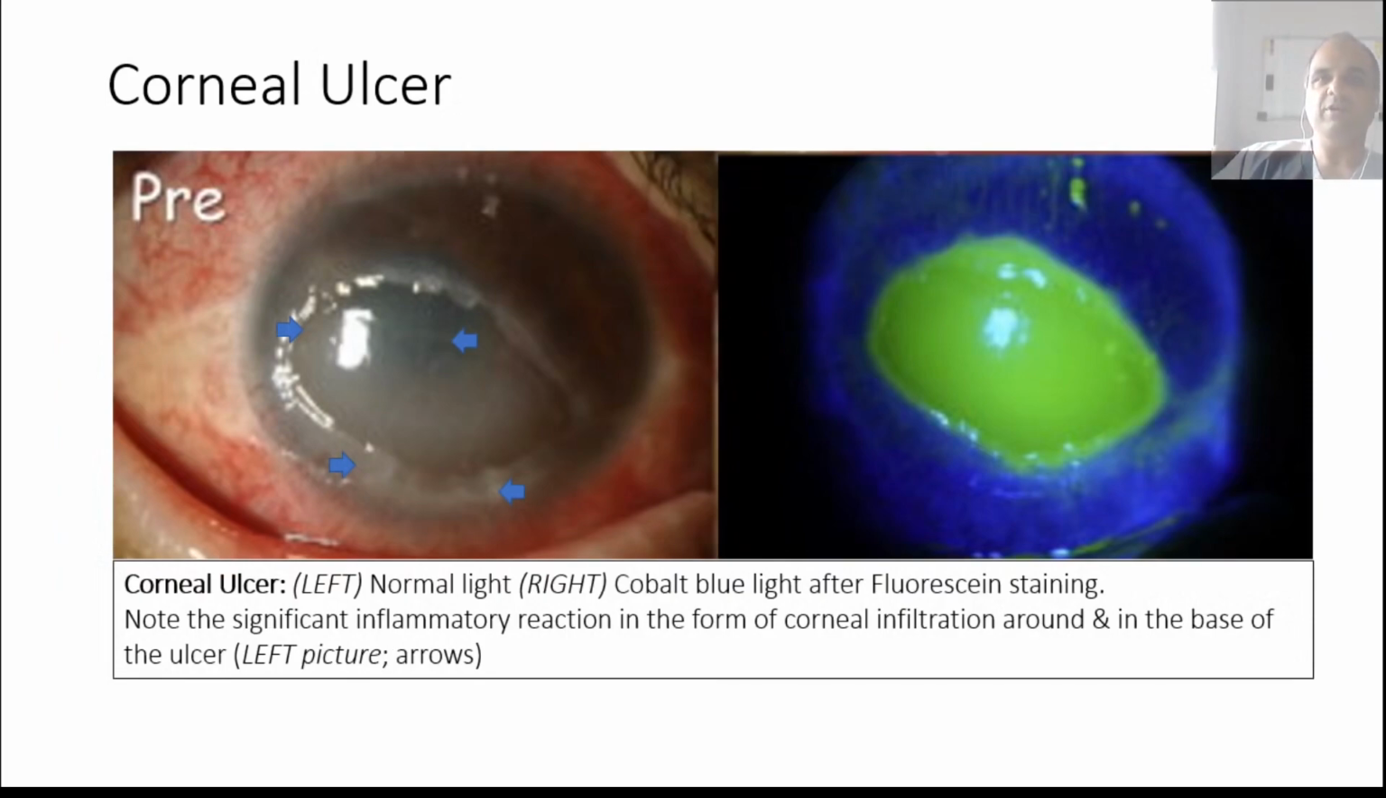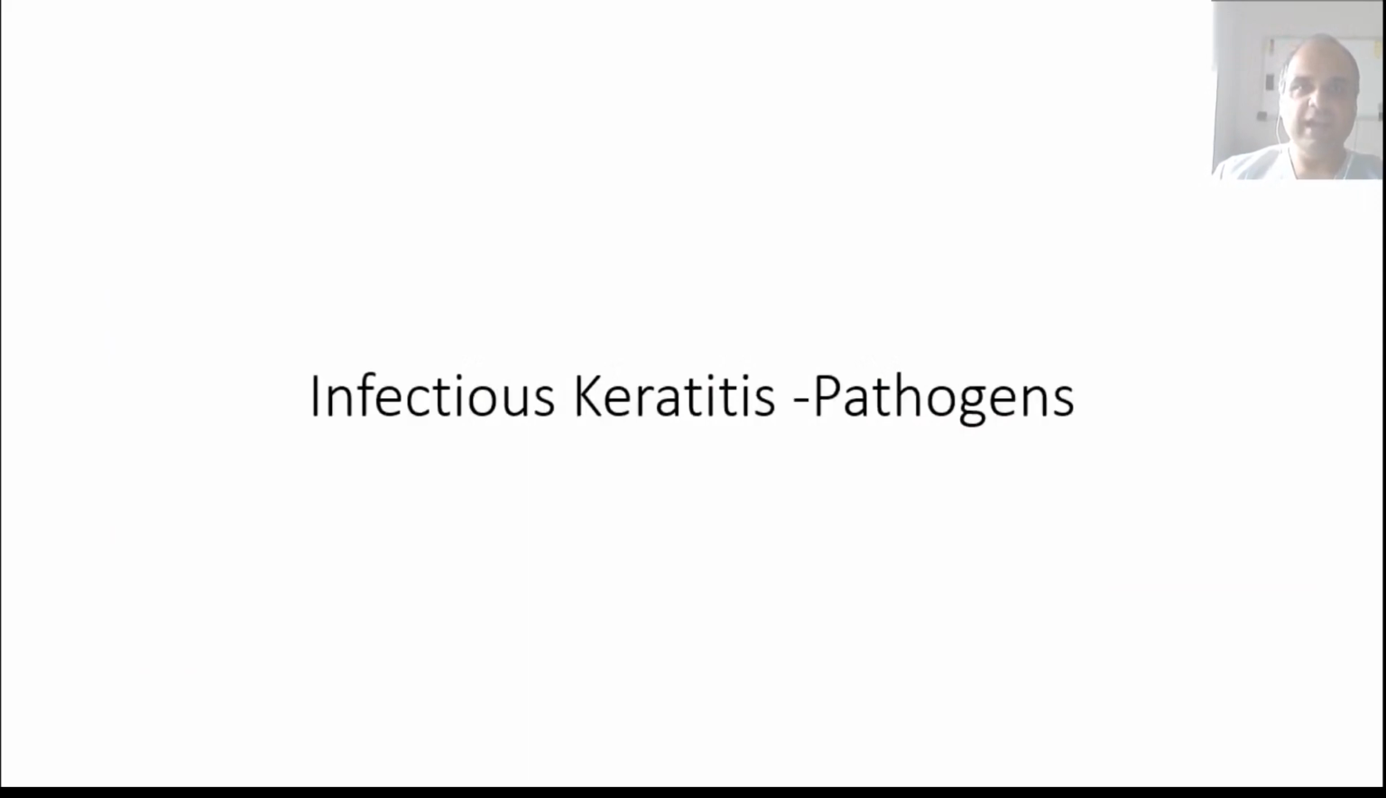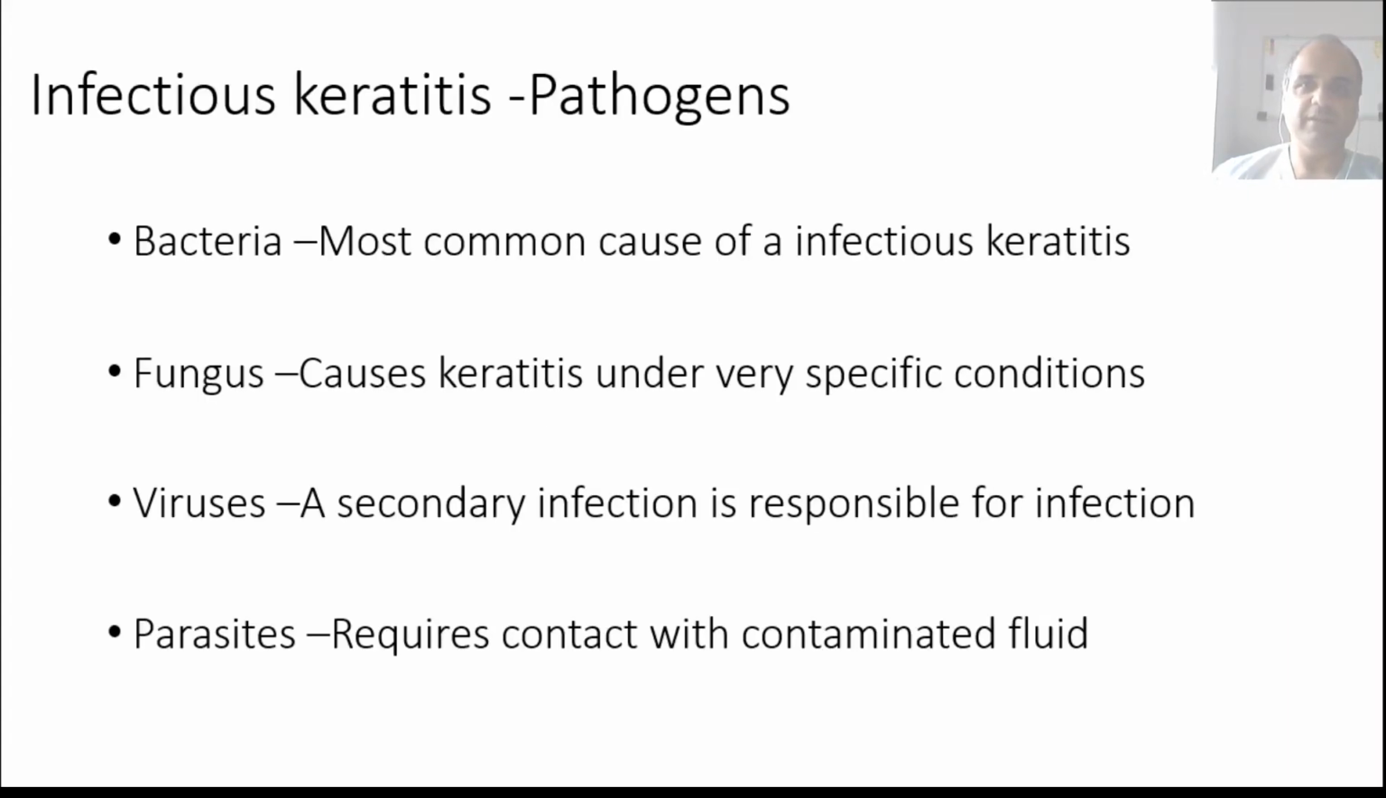And when we talk about keratitis, we talk about formation of an ulcer, because remember, the organism needs to get into the stromal area to be able to replicate really fast. So we'll take up infectious keratitis, which is the bulk of keratitis that you see. And first, we'll talk about the various pathogens that can cause infectious keratitis, and they are bacteria, fungi, viruses, and parasites. Bacteria are the most common organisms that are isolated from an infectious keratitis.